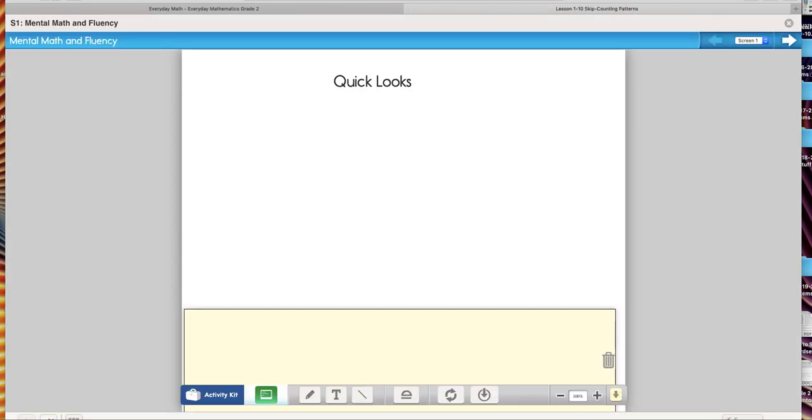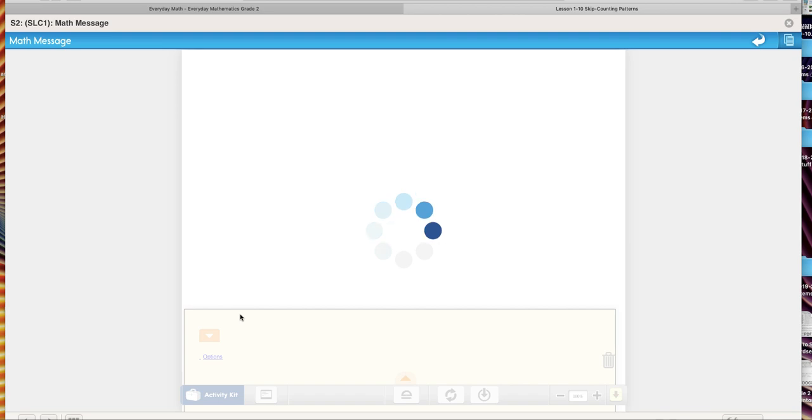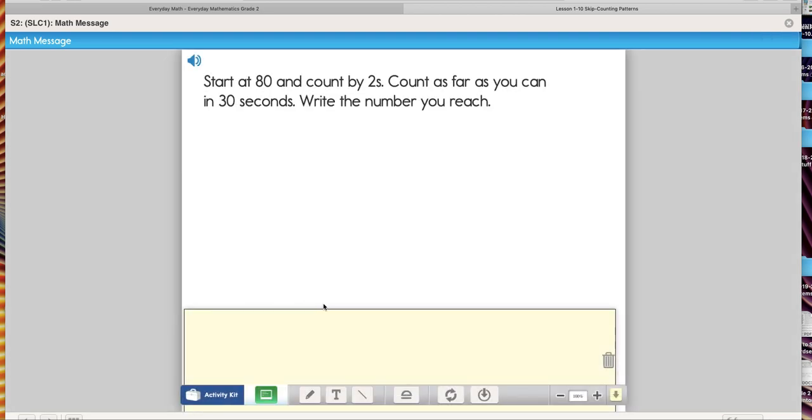Now, skipping down here to our math message. All right, okay, now, I'm not going to have us write the number down. But you're going to remember the last number that you count. So here, this is what we're going to do. I'm going to set a timer for 30 seconds. Let me get my timer going here. And you are going to start at 80.